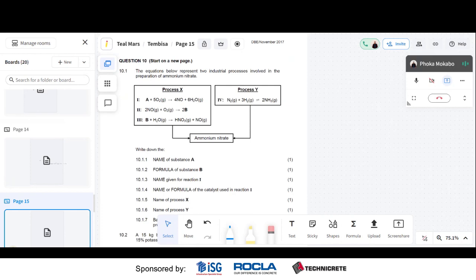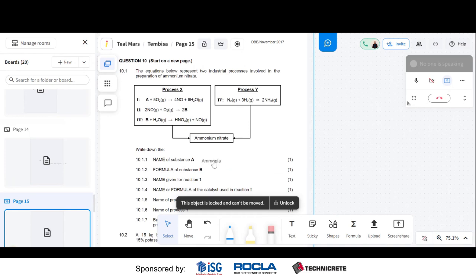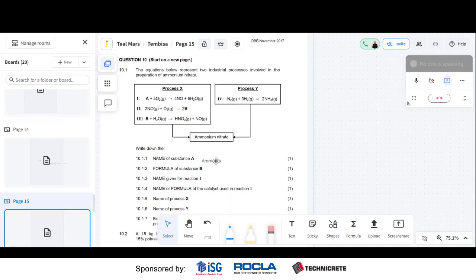Most of these questions are just questions you should have studied beforehand to know the answers for. Let us tackle them. Write down the name of substance A. Substance A is ammonia. Yes, ammonia is used to form ammonium nitrate.